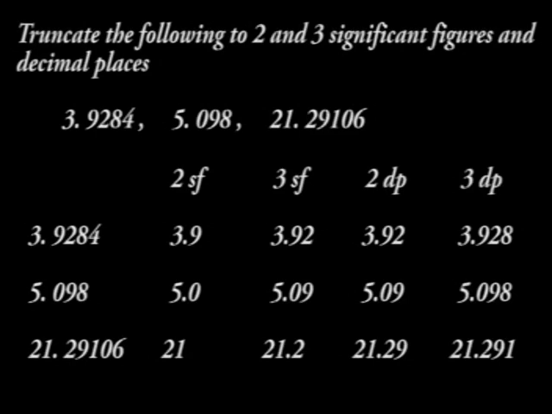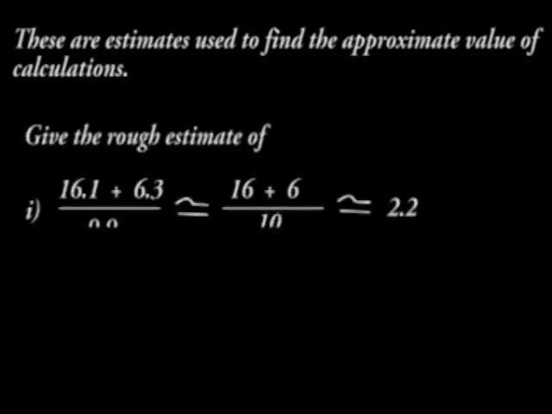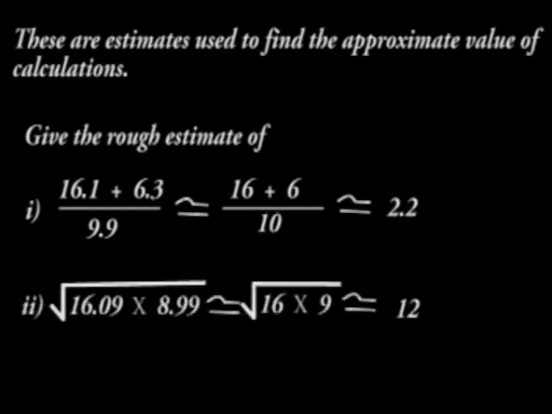Rough estimates. These are estimates used to find the approximate value of calculations. It involves rounding of numbers to a given significant figures to ease the computation. For example, give the rough estimate of (16.1 + 6.3) / 9.9. We can approximate that to (16 + 6) / 10 to give us approximately 2.2. Square root of (16.09 × 8.99) can roughly be given as square root of (16 × 9), and we shall get roughly 12.